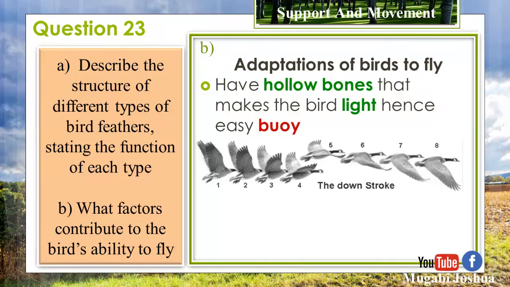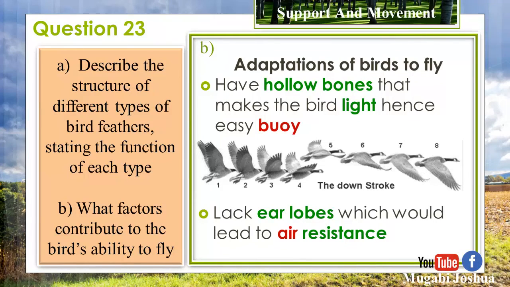Now, birds have hollow bones, and because these bones are hollow, they make the bird light, hence easy to be buoyant. So it is the hollow bones which make the bird light, hence buoyant.